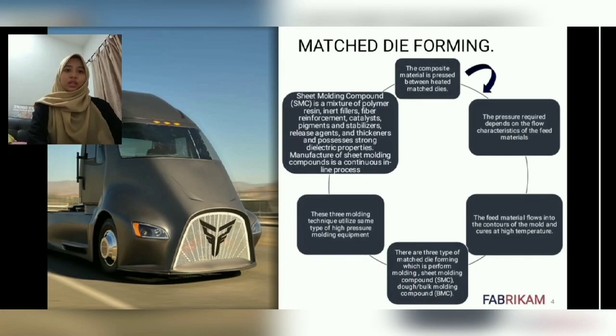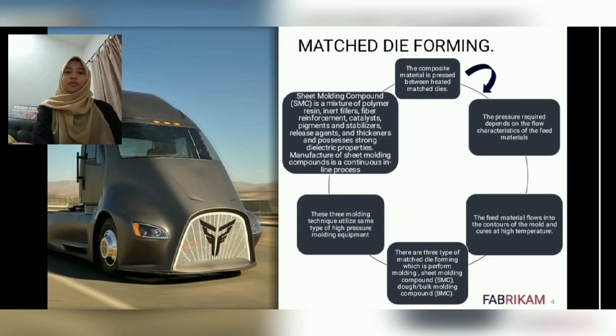For the main process, which is metal die forming, the composite material is pressed between heated metal dies. The pressure required depends on the flow characteristic of the feed material. The feed material flows into the contour of the mold and cures at high temperature. The material is heated to the set point and then transferred to the molding station where the plug and cavity molds are brought together to shape the material.